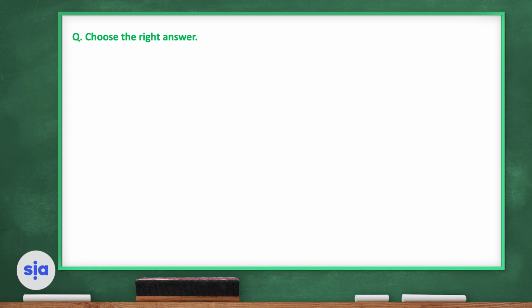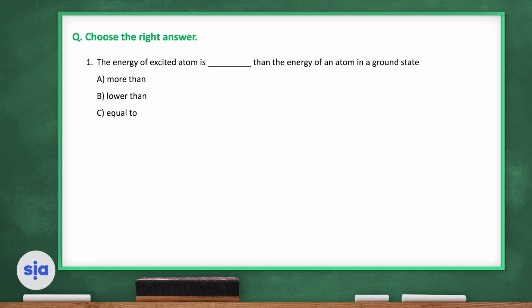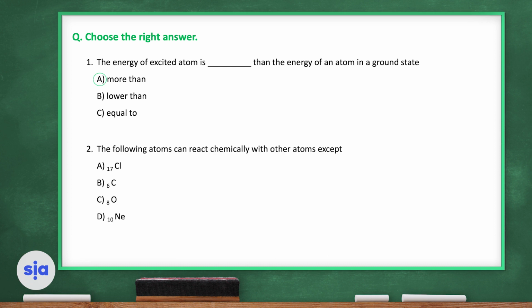Now choose the right answer. The energy of excited atom is more than, lower than, equal to the energy of an atom in a ground state. Of course, it is more than. The following atoms can react chemically with other atoms except: chlorine, carbon, oxygen, and neon. Except neon.